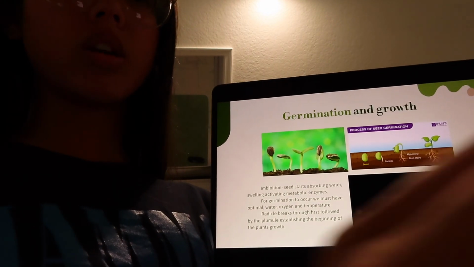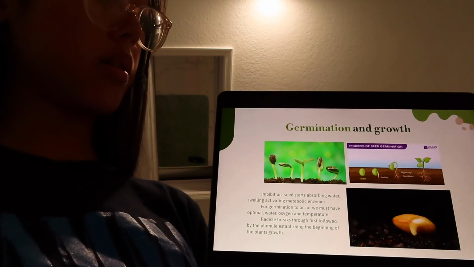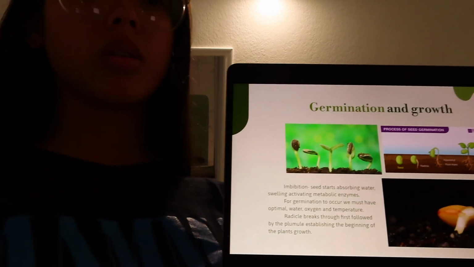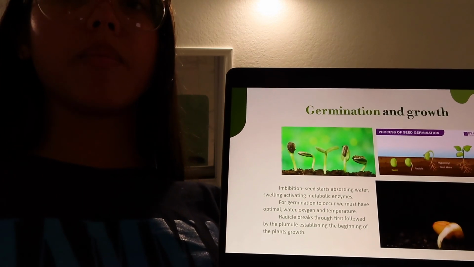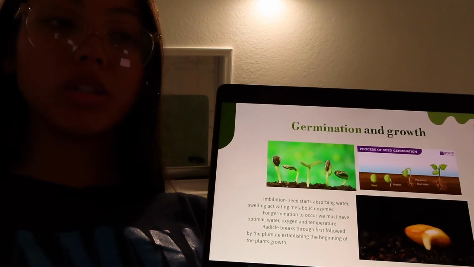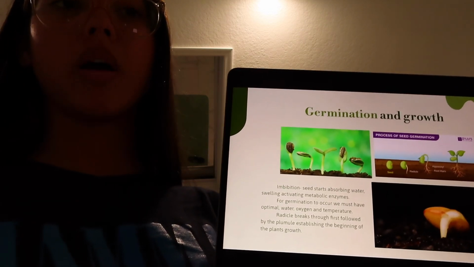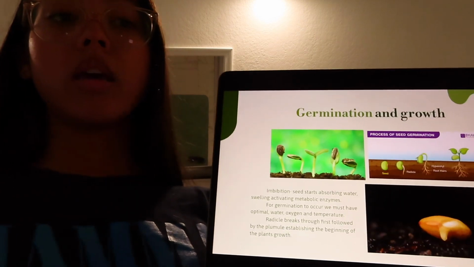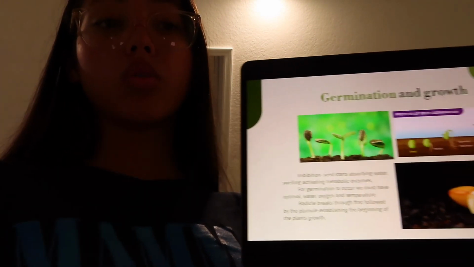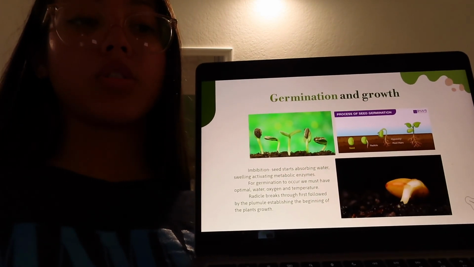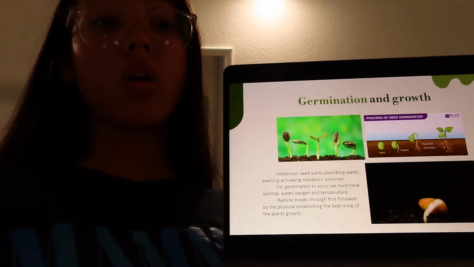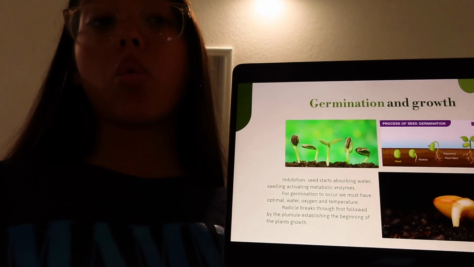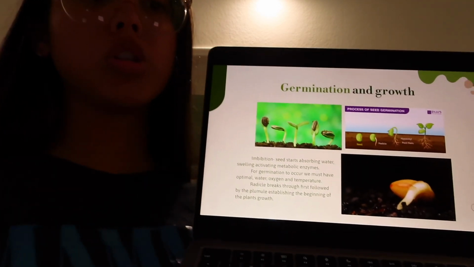So the first stage of a plant's life is called germination, and this is when the seed starts to absorb water. This is called imbibition, which causes the seed to swell and activates metabolic enzymes. These enzymes break down the glucose, which supplies energy for cell division. For germination to occur, there have to be three main environmental conditions, which are water, oxygen, and a suitable temperature.